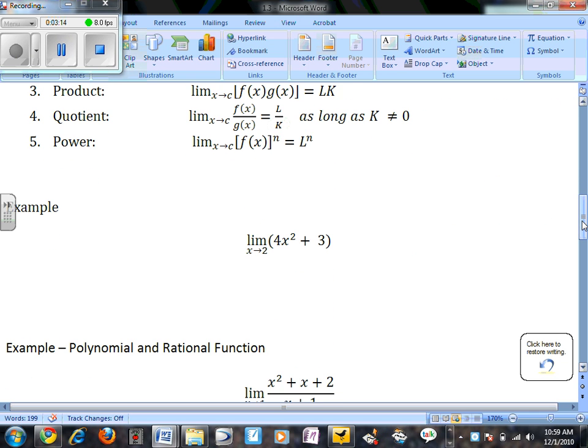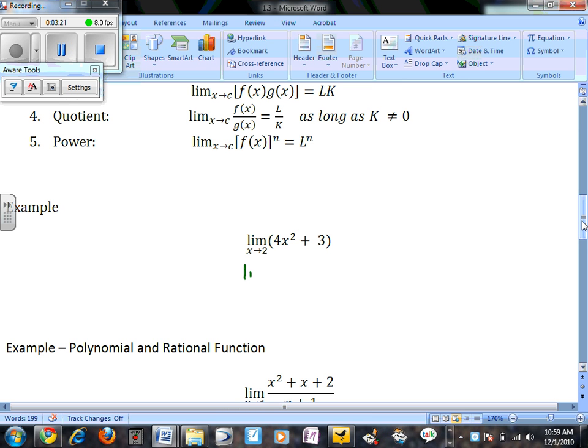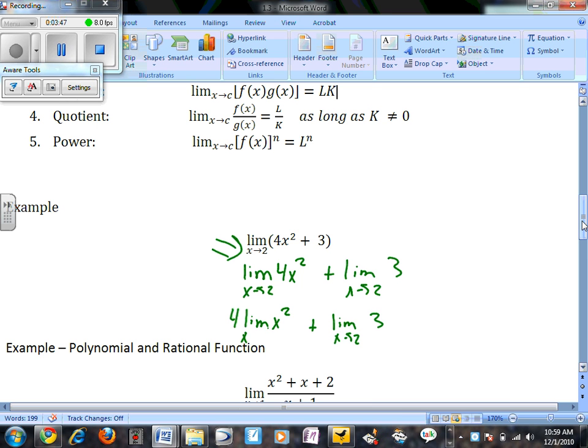Here's an example of that. The limit of 4x squared plus 3 as x approaches 2. So we break this down into the limit of 4x squared plus the limit of 3 as x approaches 2. We can break this one down a little further. We can pull our scalar of 4 out. So it's 4 times the limit of x squared plus the limit as x approaches 2 of 3.